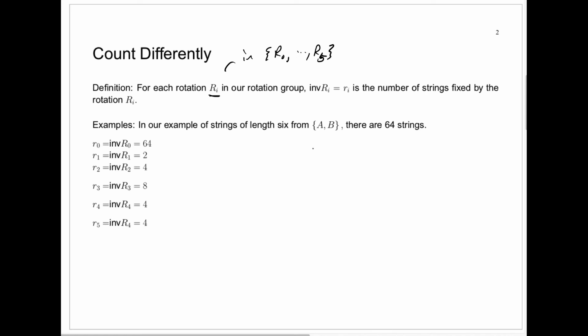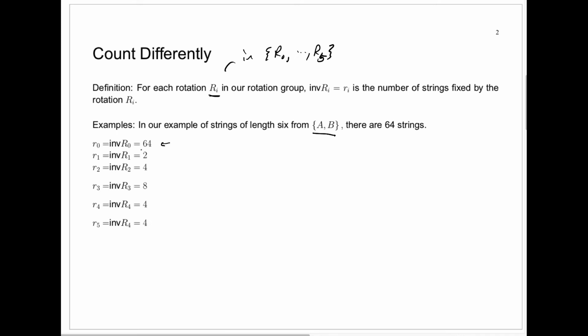Remember, we're looking at 6-letter strings from a 2-letter alphabet. There are 64, which is 2 to the 6th, total strings. And we ask, what is little r0? That's the invariant number of the identity rotation R sub 0. Well, it's an identity rotation. It doesn't change any string. So there are 64 strings, or all of them, which are fixed by R0.